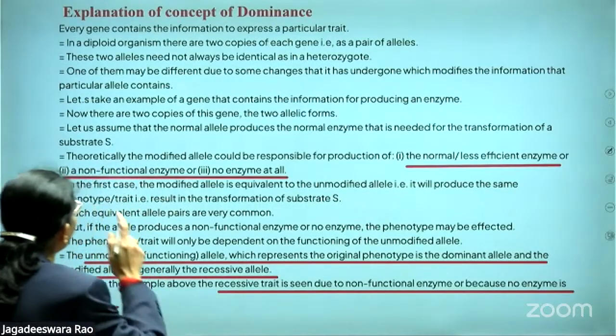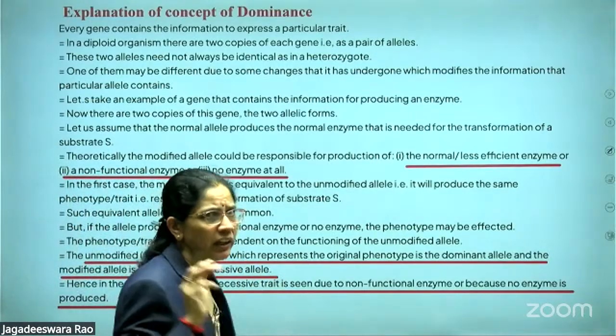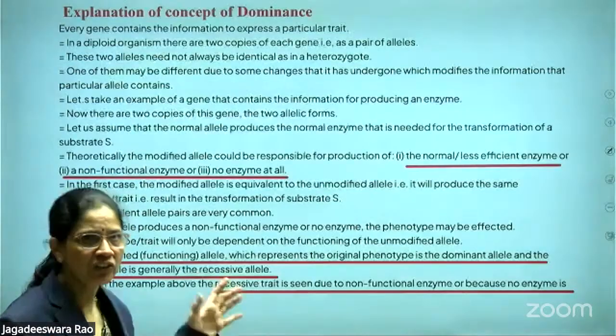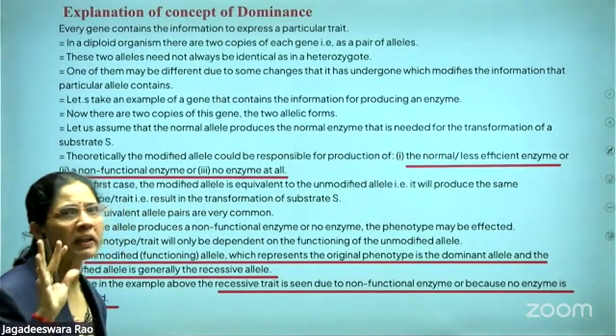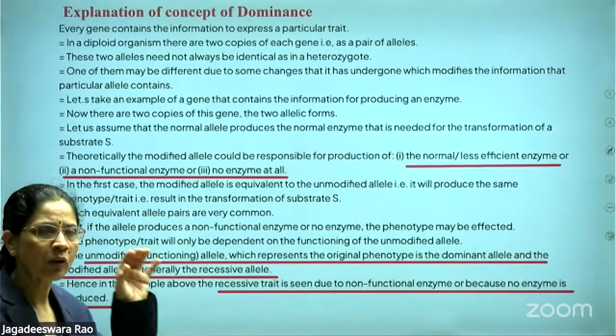Now you have to remember, if the allele is normal, that is, it is not mutated, mutation does not occur, it has not changed, then a normal allele will produce the proper enzyme for the execution of the reaction, and the product will be formed.